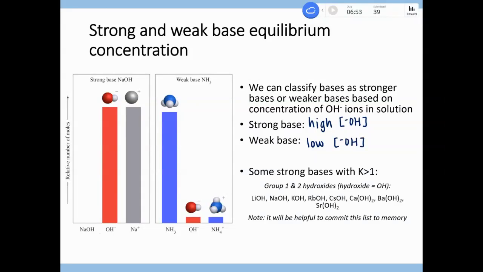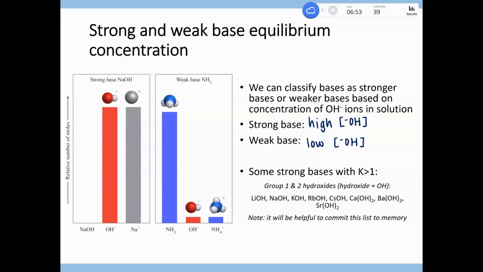And then we see the same observations here. Strong base NaOH: at equilibrium, no NaOH is present. It's all OH- and Na+. A weak base at equilibrium has a lot of NH3 and a little bit of OH-, a little bit of NH4+, which is NH3 with a hydrogen.